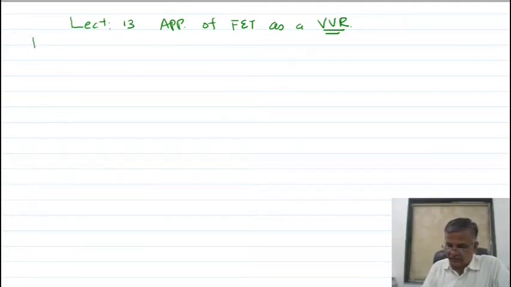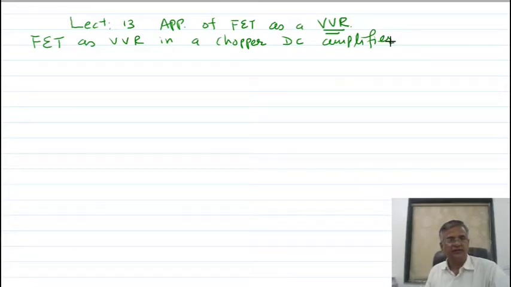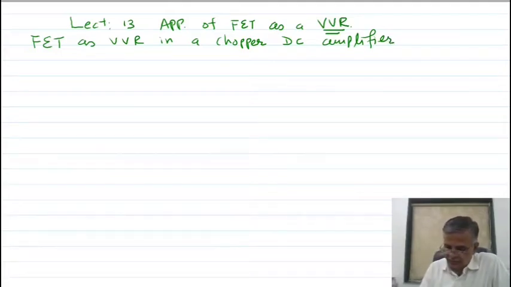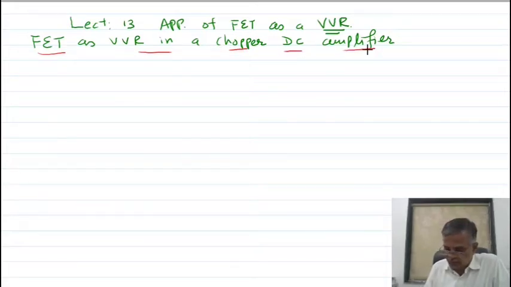So you can say the title of the topic is FET as a VVR in a chopper DC amplifier. That we will see today. So first we will see the circuit diagram of the field effect transistor as a VVR in a chopper DC amplifier. And while I am drawing the circuit, we will understand the function of each component.